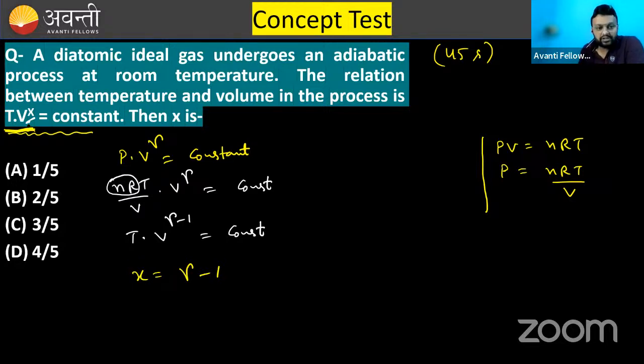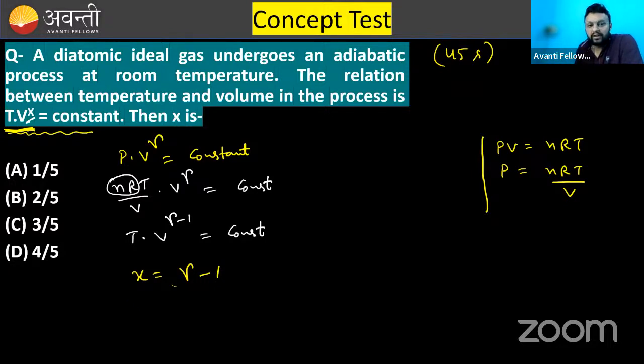We can compare these equations. PV raised to the power X for the adiabatic process, the equation is given. And what we have calculated, TV raised to the power gamma minus 1 equals constant. So X is what? Gamma minus 1. If we know X, then we need to put the value of gamma to calculate X. Then what is the value of gamma? We have derived a relation for that.